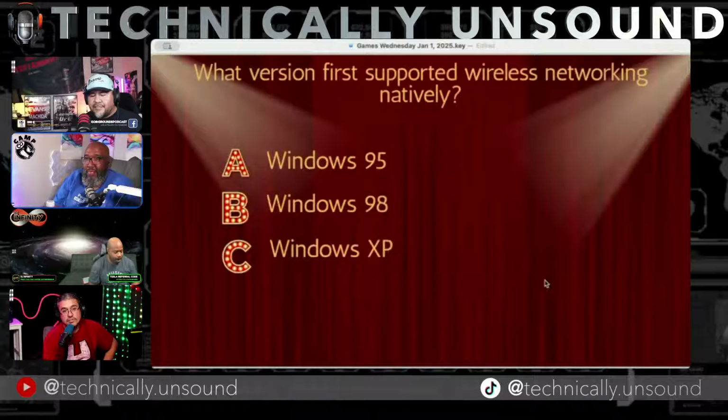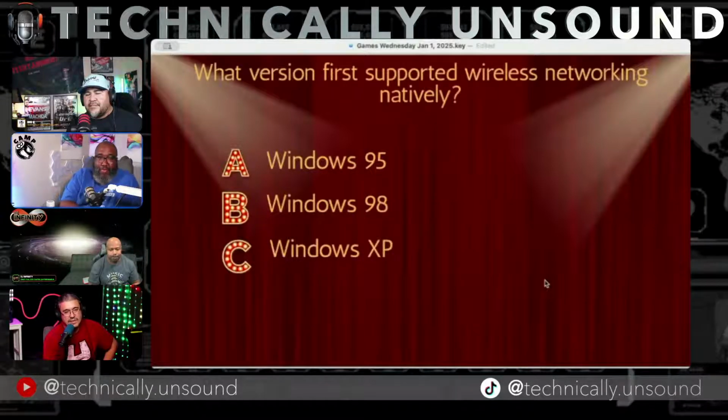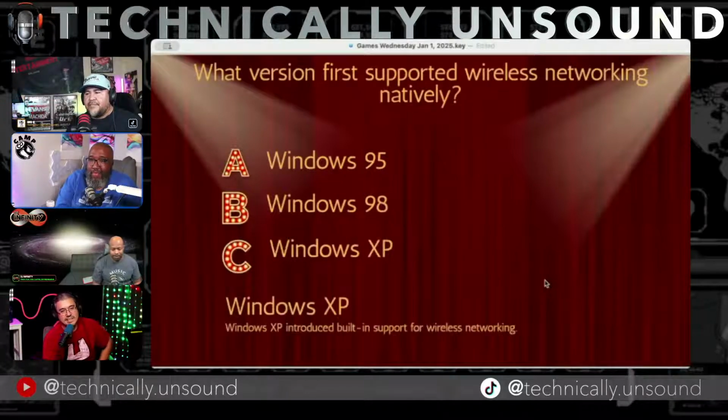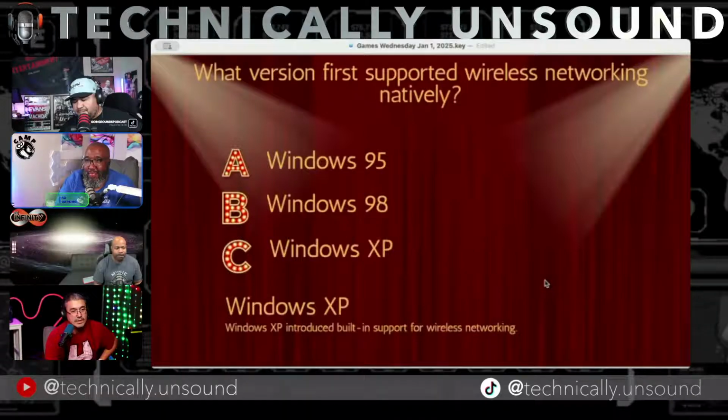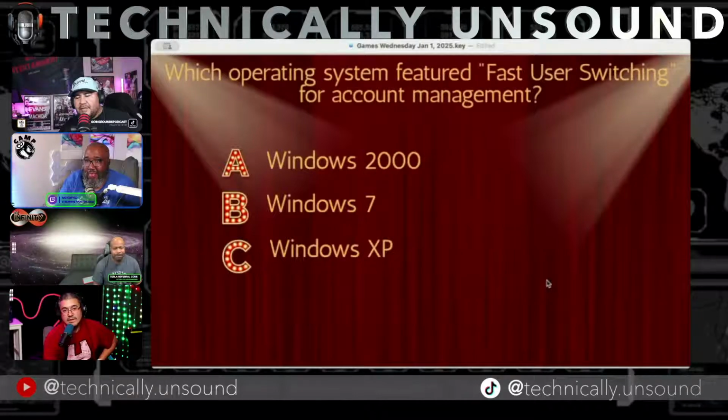What version first supported wireless networking? Oh, I'm going to say B. Yeah, I think Windows 98 was the one. Windows XP, built in. Oh, with XP. With Windows 98, I think you needed drivers. Well, they automatically downloaded. It would download it. You had to leave your dial-up on.